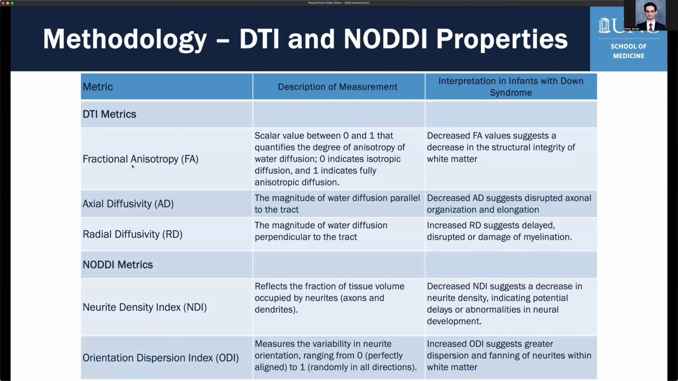These metrics are numbers that reflect the microstructure of the brain. We have the fractional anisotropy, FA, AD, RD, NDI, ODI. A decrease in the FA as well as in the NDI usually suggests a decrease in the structure and integrity of the white matter and a decrease in the density of the neurites. A decrease in the AD suggests disruption of the axonal organization. An increase in the RD suggests delayed myelination, and an increase in the ODI suggests dispersion and fanning of the neurites.